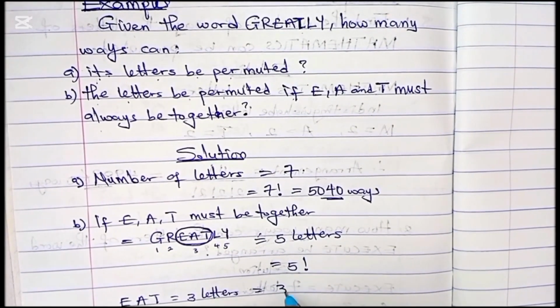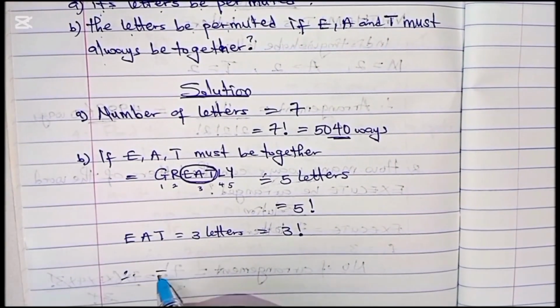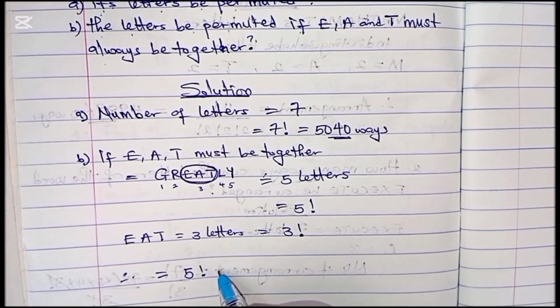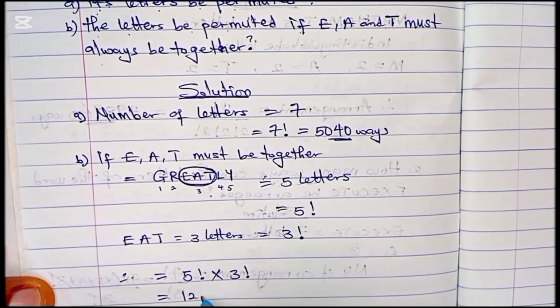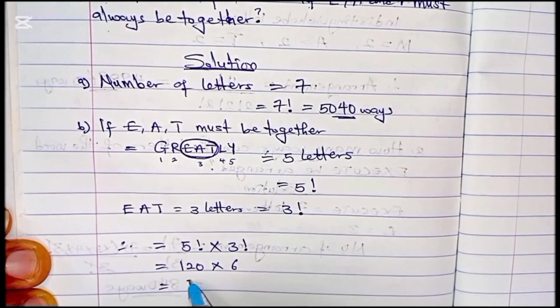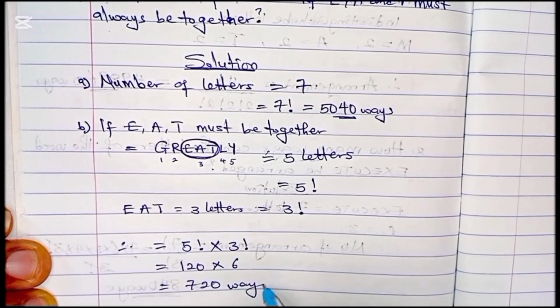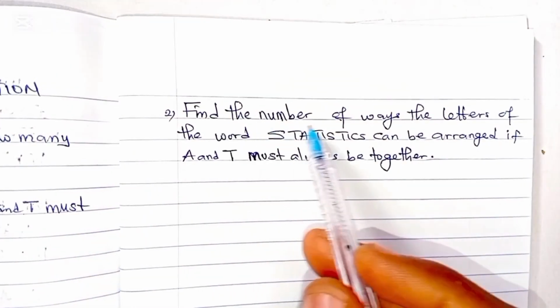Remember, E, A, T are 3 letters. Those also can be arranged in 3 factorial ways. At the end of the day, we can arrange this word under this condition in 5 factorial ways multiplied by 3 factorial ways, and at the end, we get 720 ways of arranging it under that condition.